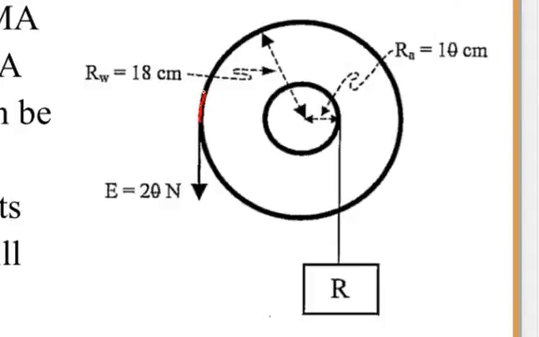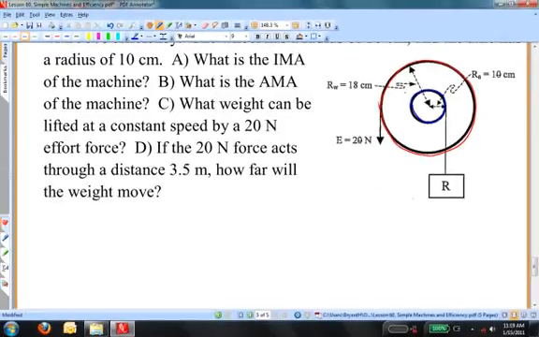What I want you to see is that for every turn of the wheel, the effort is going around the large circumference, whereas the resistance is going around the small circumference. So you could say that the effort distance is the circumference of the large wheel, whereas the resistance distance is the circumference of the small wheel. If you take the ratio of those two things, there's a 2 pi that will divide out, and you end up with the radius of the wheels.